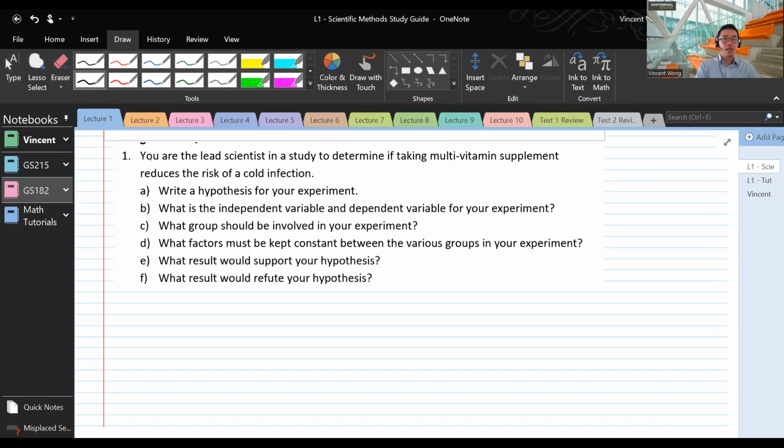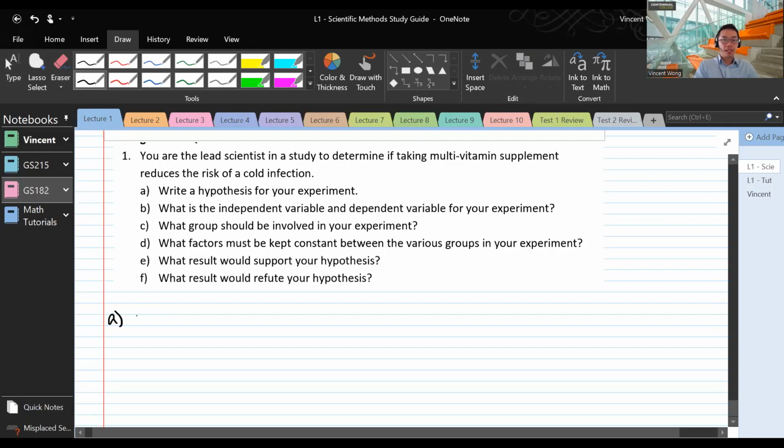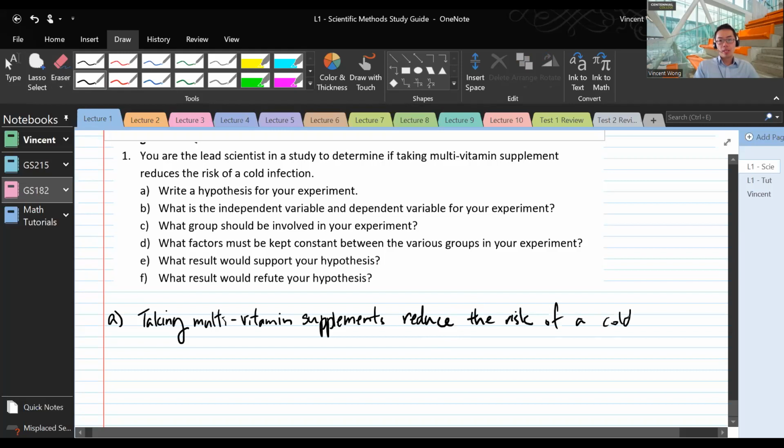You know what? Let me just write it down here for you. Okay, taking multivitamin supplements reduce, or you can say will not reduce. It's up to you. Reduce the risk of a cold infection. All right, that's that.